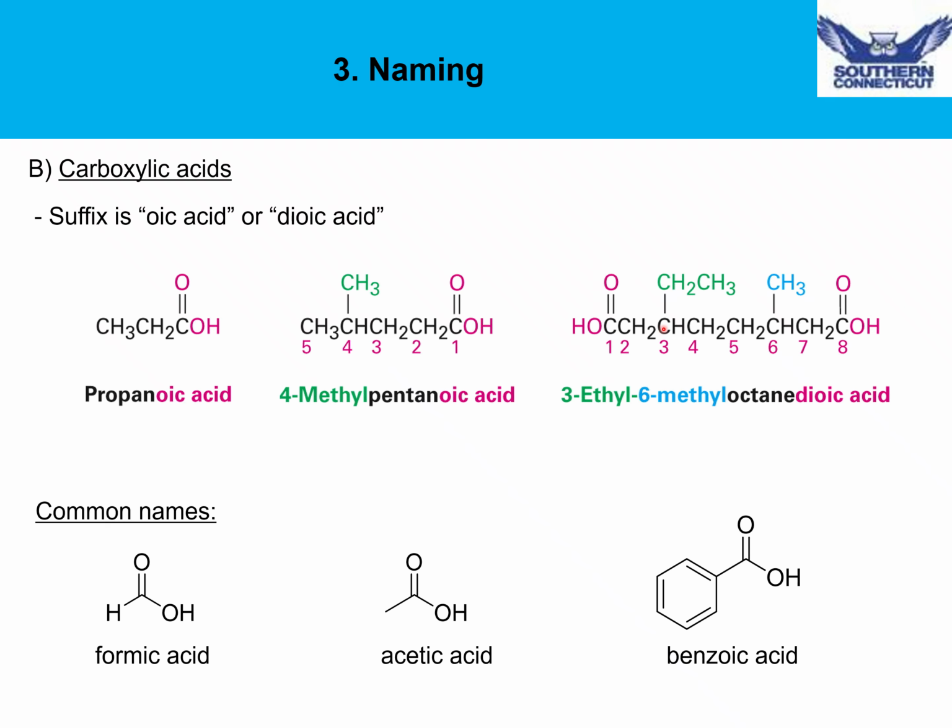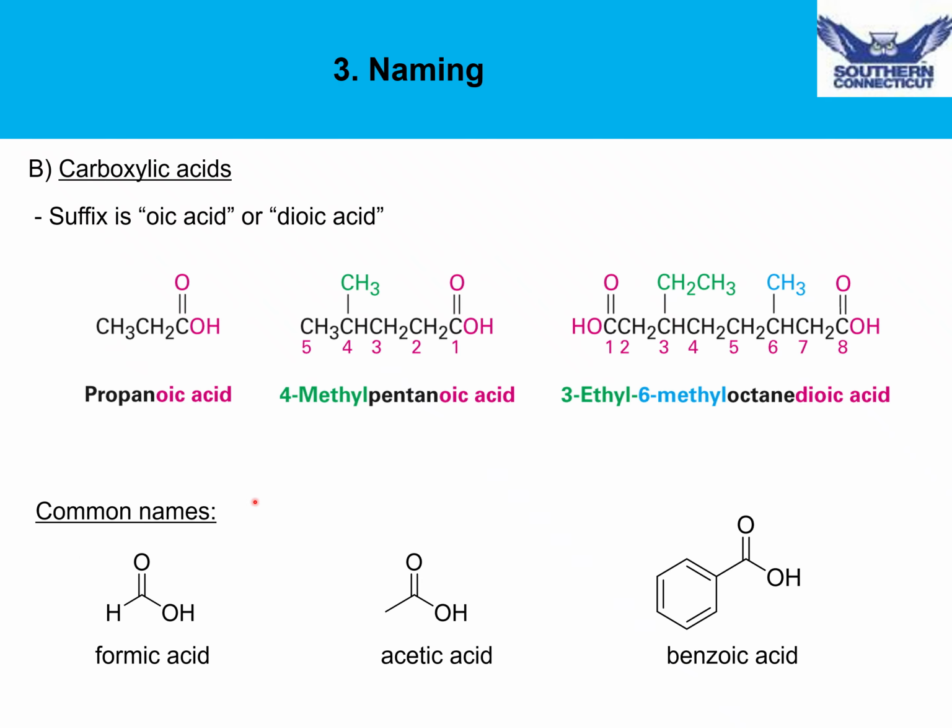So the last tiebreaker rule is alphabetical order of the substituent. So an ethyl alphabetically goes first. So we are going to number that carbon 3. So it's 3-ethyl, 6-methyl.